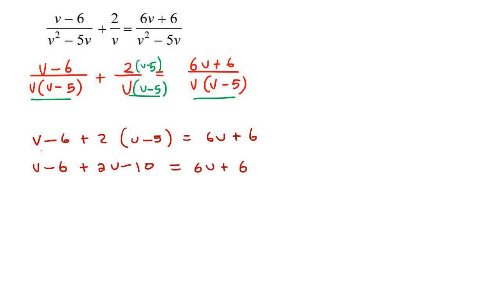I'm then going to take all the v's to the... it doesn't really matter. I'm going to take all the v's to the right. And I'm going to bring all the numbers to the left. So we're going to end up with negative 6, negative 10, negative 6.